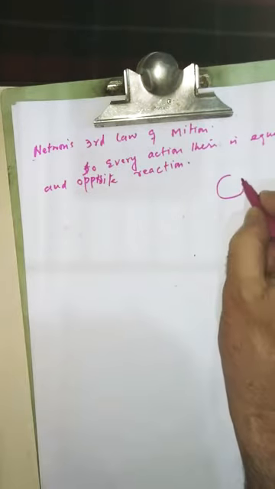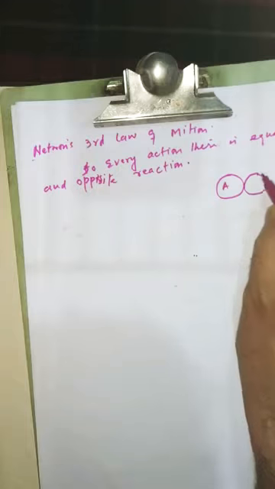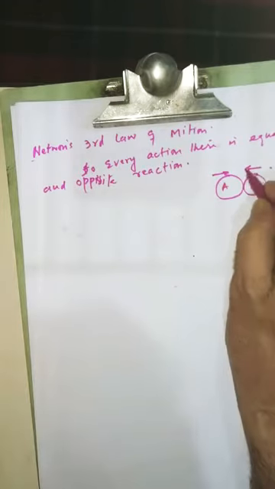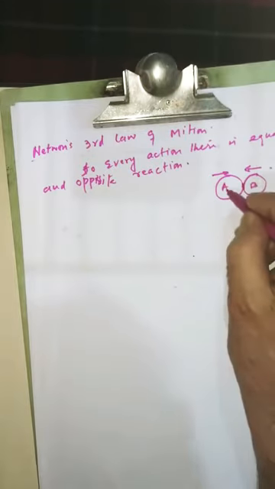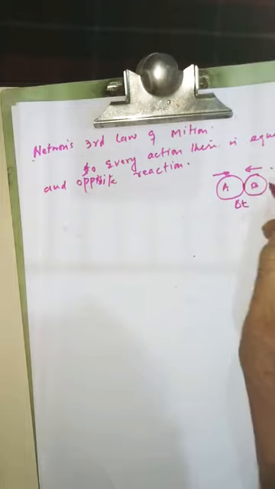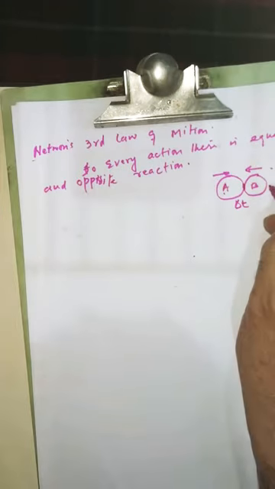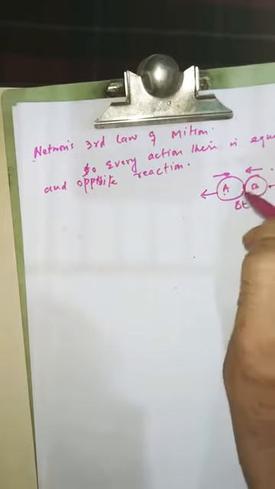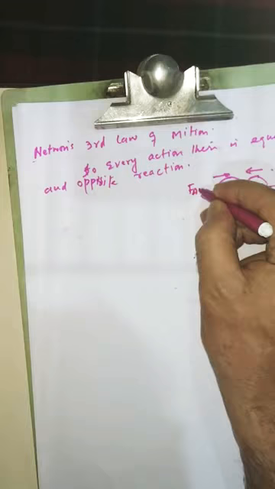Suppose that we have, let us say, an object A and an object B. Object B is moving towards A and A is moving towards B. They collide. Then, let us suppose this collision remains for a small time interval dt. This A will exert force automatically on B, and in turn B will also exert force on A. It is obvious. Force acting on A due to B.